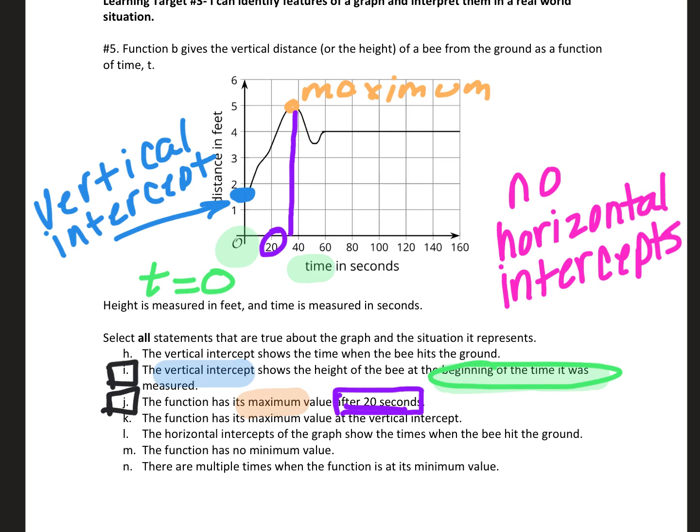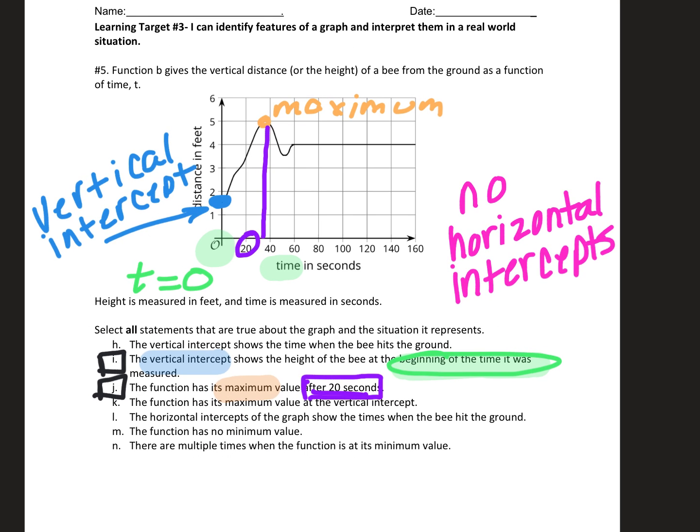And I also just wanted to point out that this graph has no horizontal intercepts because it doesn't hit the graph anywhere at the horizontal axis. So that's going to be important on the real thing. I just want to make sure you remember what the horizontal intercepts are.